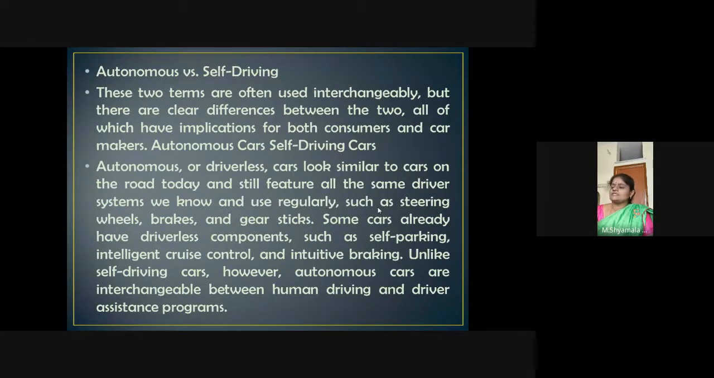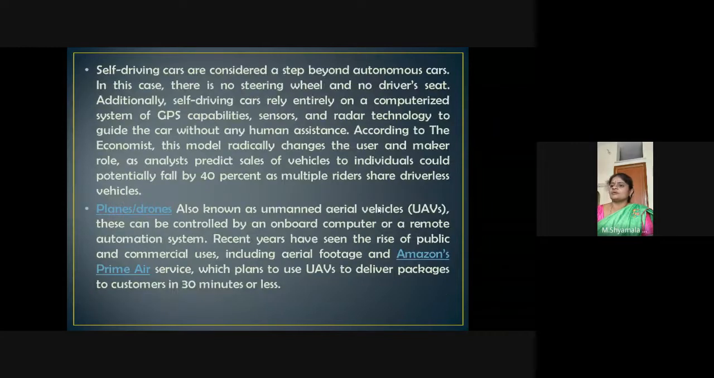Autonomous or driverless cars look similar to cars on the road today, and still have all the same driver system features we know and use regularly, such as steering, brakes, and gear sticks. Some cars already have driverless components such as self-parking, intelligent cruise control, and intuitive braking. Unlike self-driving cars, however, autonomous cars are interchangeable between human driving and a driver assistance program.